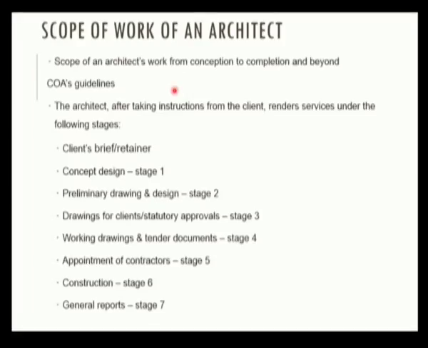architect. So scope of an architect's work from conception to the completion and beyond. Under the COA guideline, the architect, after taking instructions from the client, renders services under the following stages: client's brief, concept designs, preliminary drawings and designs, drawings of the client, working drawings and rendered drawings, appointment of the contractors, constructions, reports. And these are the 7 stages of scope of work of an architect.